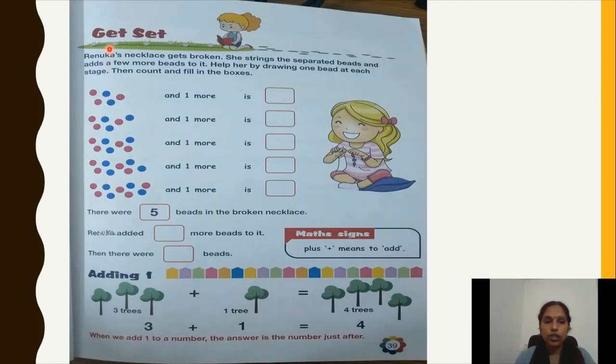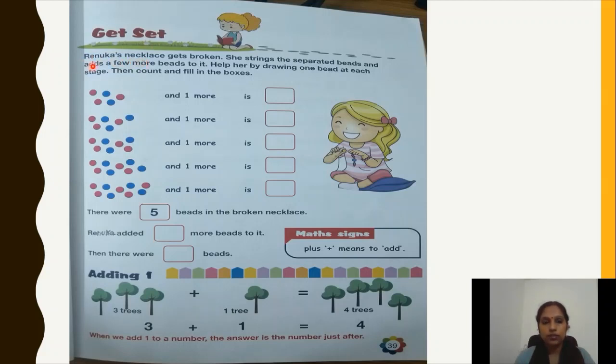Okay. Now can you see on the top of the page, get set. Can you see this in your textbook? Yes. Put your finger on this and we are going to solve this example. So put your finger on this word get set. Repeat with me. Get set. Now repeat this question with me.